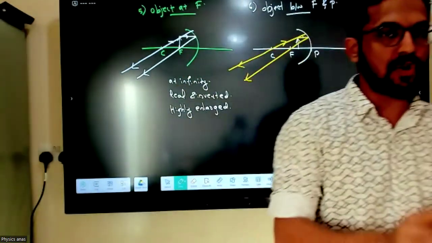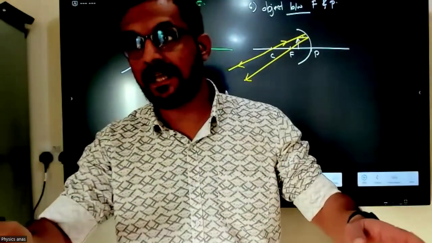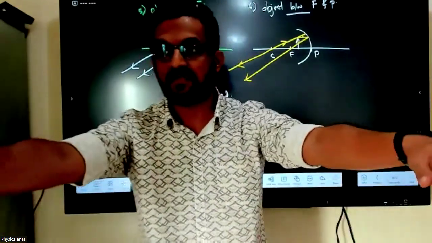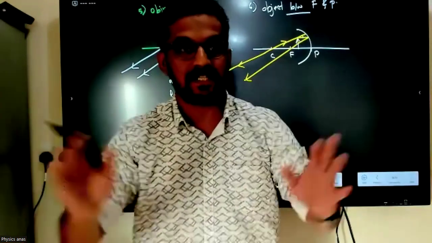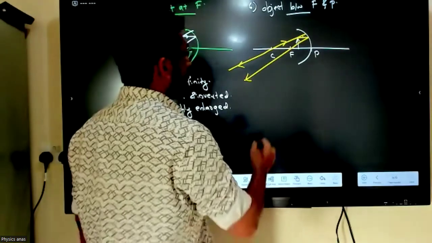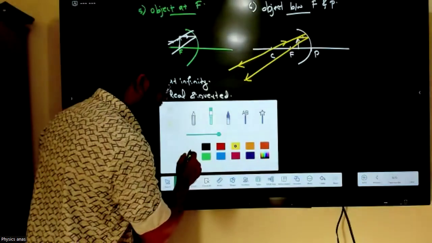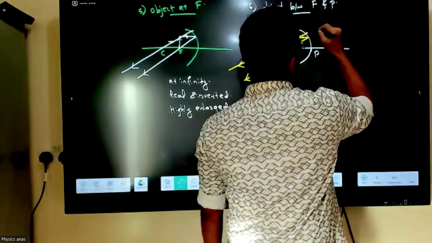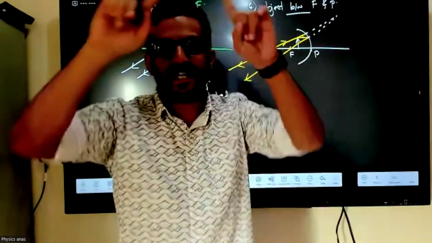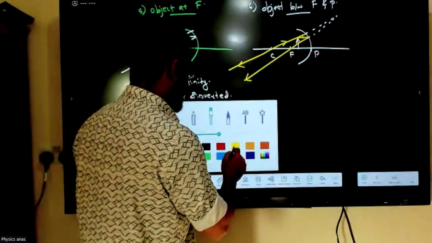As you can see, they are not parallel, they are going away from each other. As the distance increases, they keep getting farther apart. They will not meet at infinity because they are diverging, so you cannot get an image on the left side. But you can extend the light rays, and now the extended light rays are joining at a point.